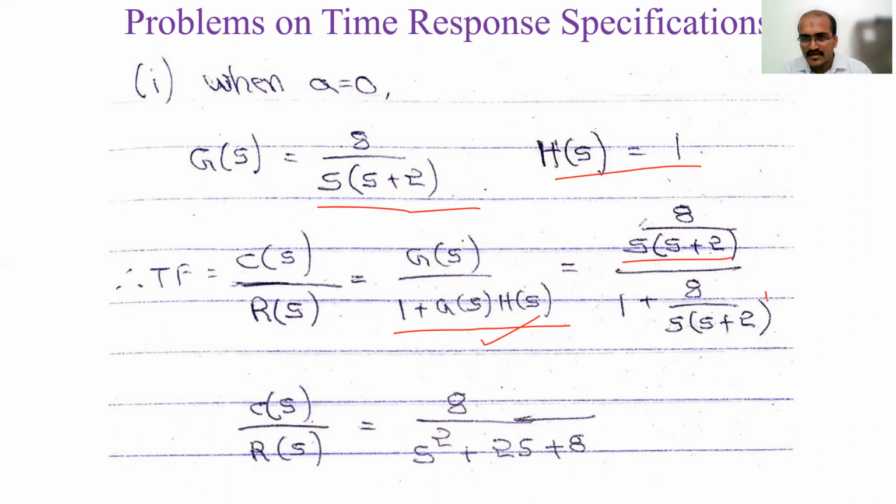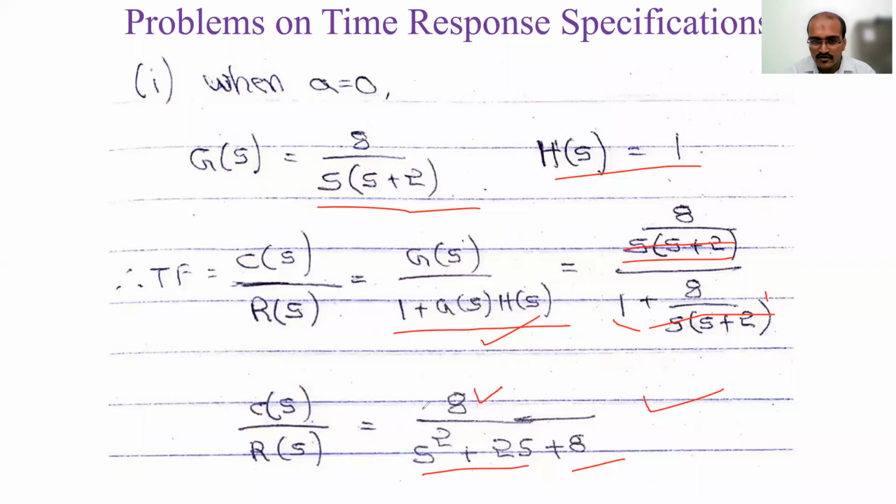So take the LCM here. So in the numerator, it will remain 8. In the denominator, this will multiply here, S square plus 2S plus 8. And S into S plus 2 will cancel in both the denominators. This will cancel out. But this LCM will be multiplied here, which will come as S square plus 2S plus this 8. Okay, so this is now your transfer function. So now this is in the standard form.